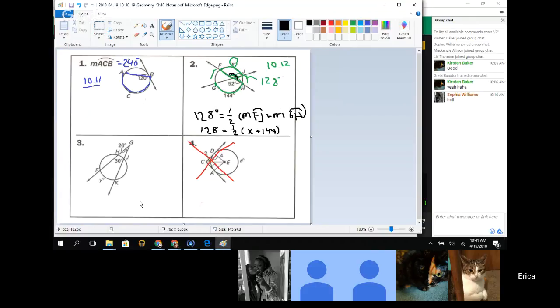So who remembers their algebra skills? How are we going to solve this? Hopefully you all did, right? So first, let's actually multiply both sides by 2. So why did I do that? If I multiply both sides by 2, then I get rid of my 1/2 and I don't have to deal with my fraction. So 2 times 128 is 256 equals X plus 144.